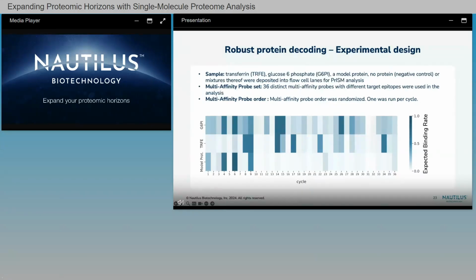And what you can see is that there are some probes that are actually quite specific to an individual protein. So for instance, the probe in cycle 17 is quite specific to just transferrin. On the other hand, there are other probes, such as the one in cycle 14, that bind equally well to G6PI and transferrin. So while that particular probe is not a great differentiator amongst those two proteins, it does help differentiate those two proteins relative to this third model protein. This really is the substrate for the machine learning algorithm that a priori has a sense of what probes might bind to which proteins.